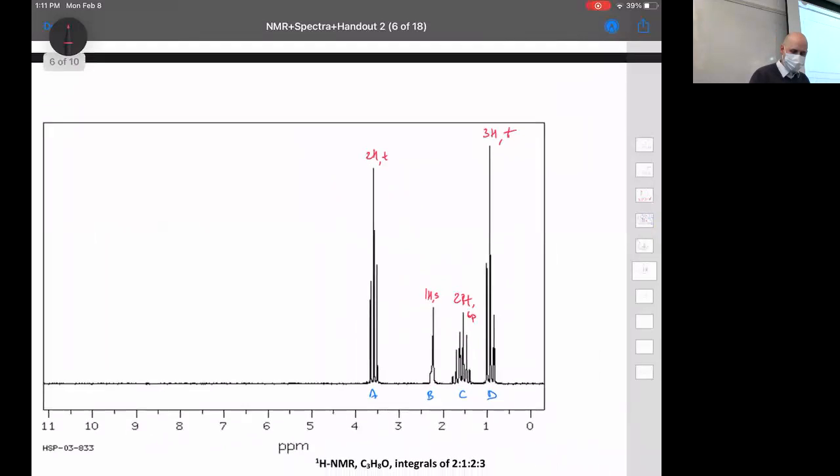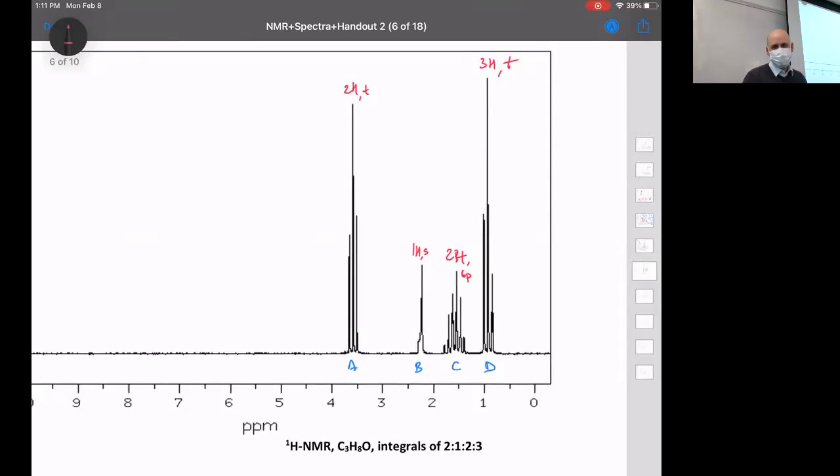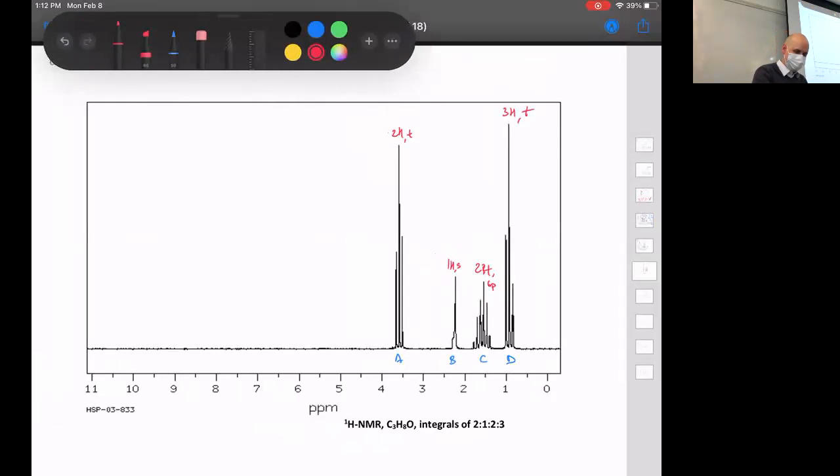All right, so go through and account for each of those pieces and put them together, but let's talk about B real quick. It's a 1H singlet. What are 1H singlets almost always? OH or NH, right? And you have an oxygen. So I would be pretty certain that B is an OH.